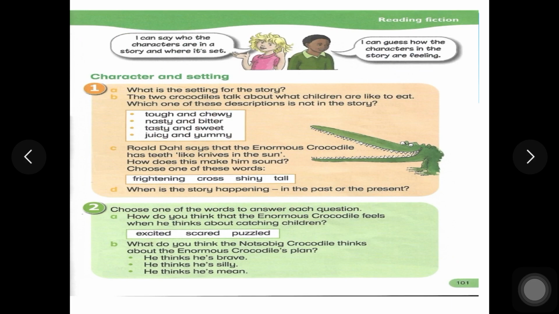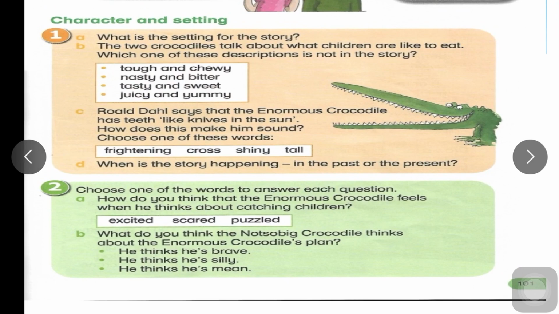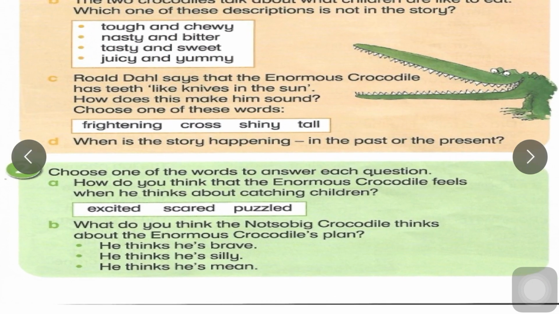I want you to pause the video and then look at the text on page 98 and 99 and find the answers of these questions. Then I want you to play the video again. Don't look at the answers now. We're going to answer the next question. Here, choose one of the words to answer each question. How do you think that the enormous crocodile feels when he thinks about catching children? How did he feel? Excited? Scared? Puzzled?